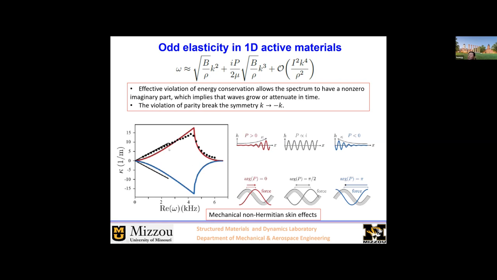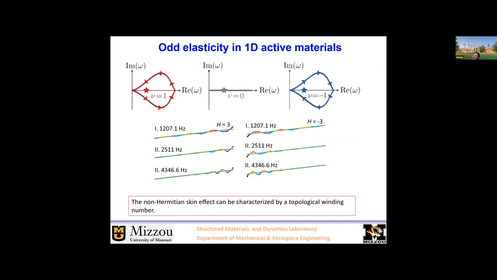Basically, this shows the behavior along some direction. For example, for a wave along this positive k, with p greater than zero, the wave will be amplified. If you set p smaller than zero, then along the negative k direction the wave is amplified. This kind of non-Hermitian skin effect can be characterized by topological winding numbers.